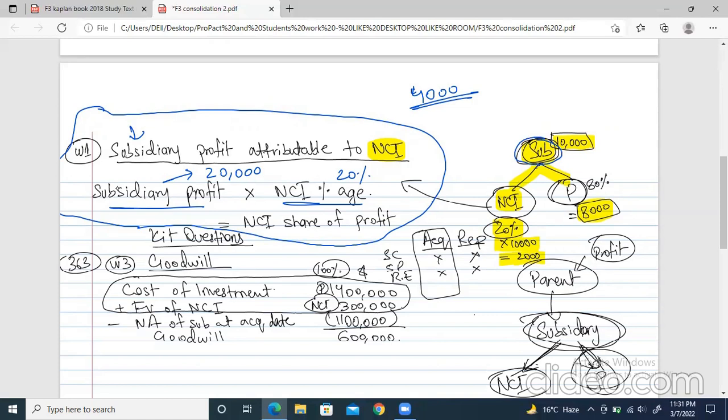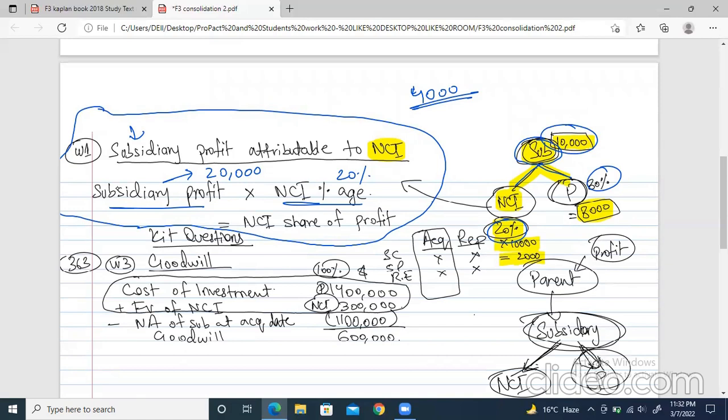Now the same thing, it is owned by NCI as well and parent as well. Let's say 80% is owned by parent, the majority, and 20% is just owned by NCI. Now let's say for the whole year, just the subsidiary separately, I'm not talking about the group over here, just the subsidiary separately had $10,000 of profit.